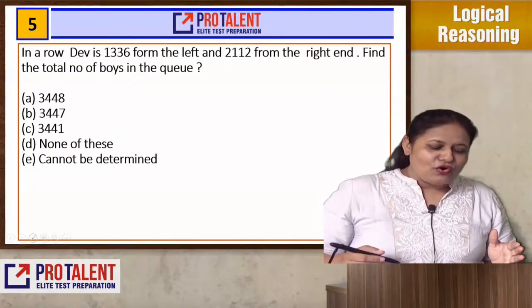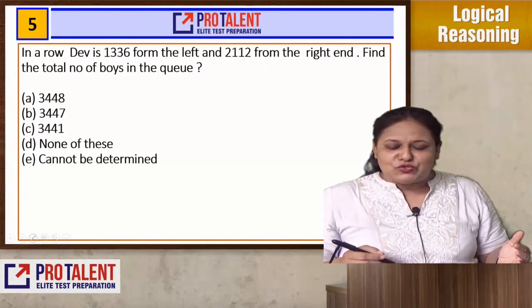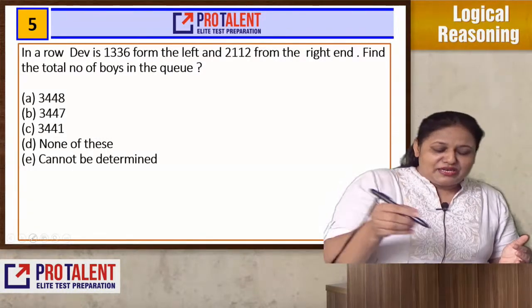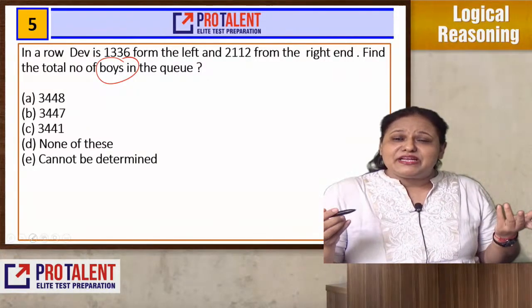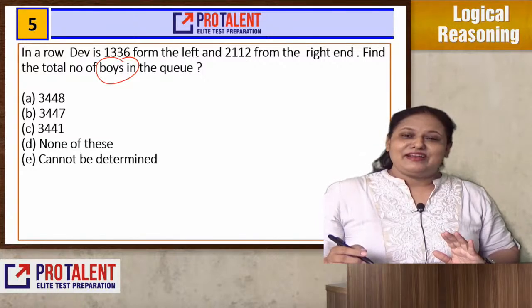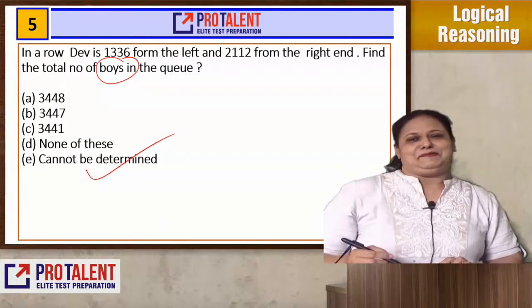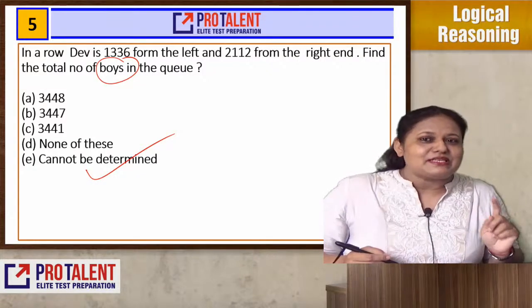See, in a row, Dev is 1, 3, 3, 6 from the left and 2, 1, 1, 2 from the right. Find the total number of boys in a row. Where is it mentioned that there are only boys? Right? So, the answer is E. Now, no one is going to change the answer. Okay. Now, I am not going to accept this answer as E.